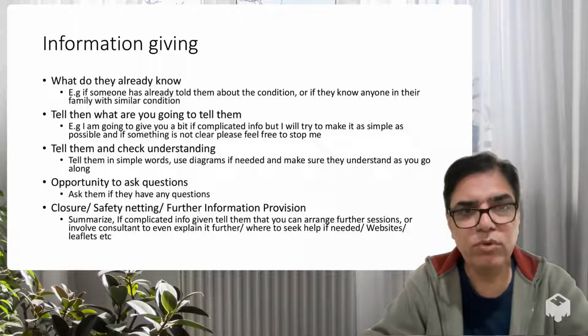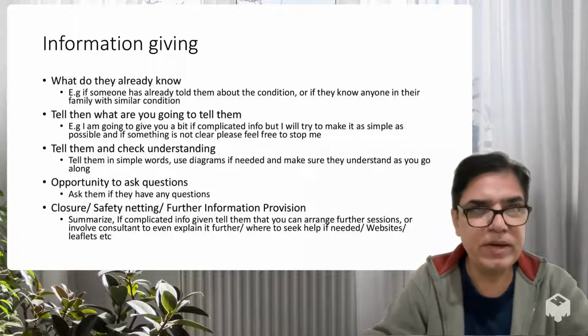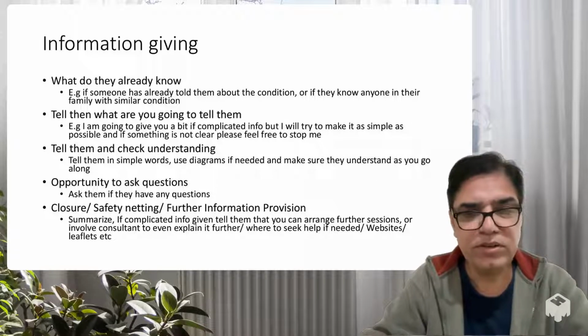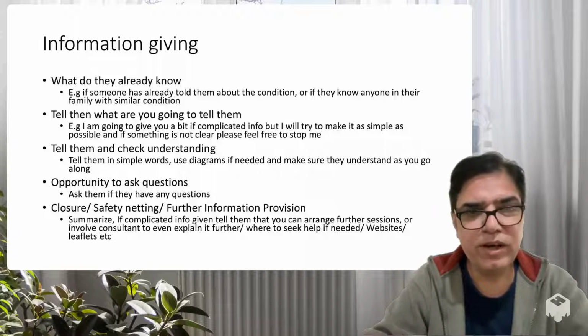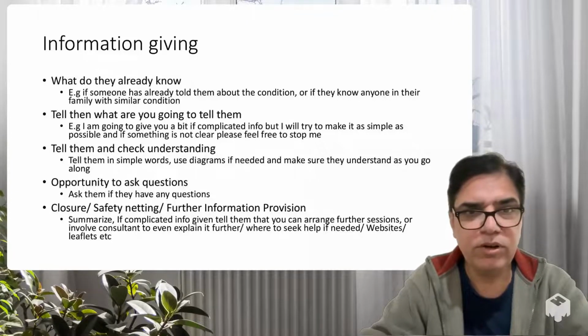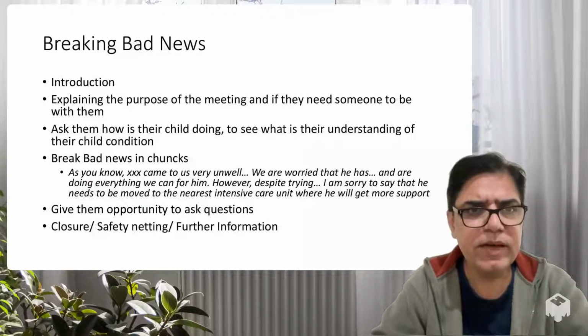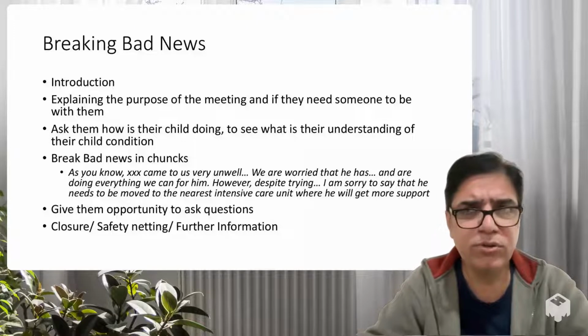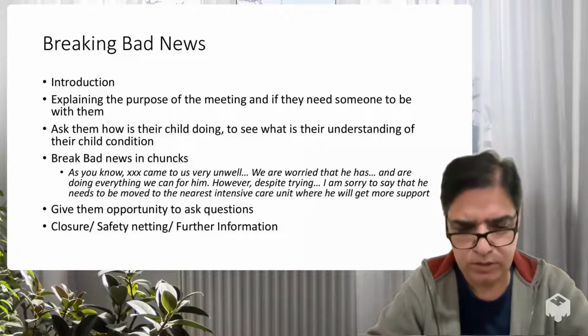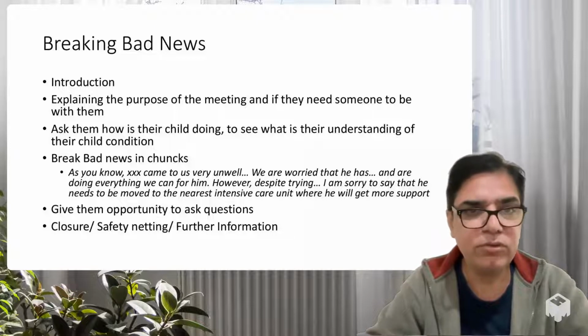So as I told you, most of the stations probably, if you look at different centers, at least 60-70% of these communication stations are regarding information about a disease or a condition. Then coming to breaking bad news, this is another common station where you have to break bad news about a condition or a diagnosis which the parents don't know.